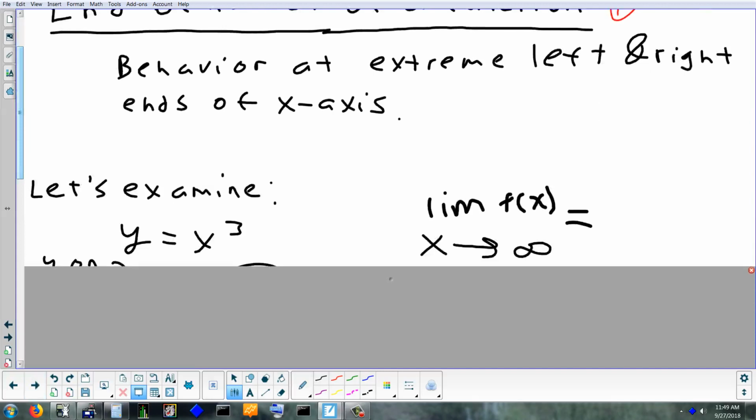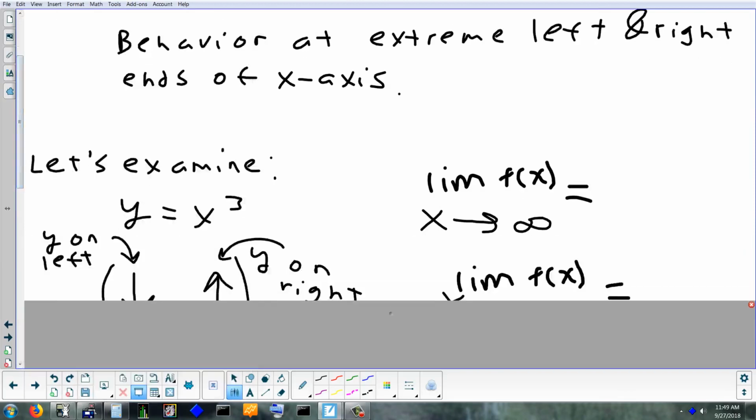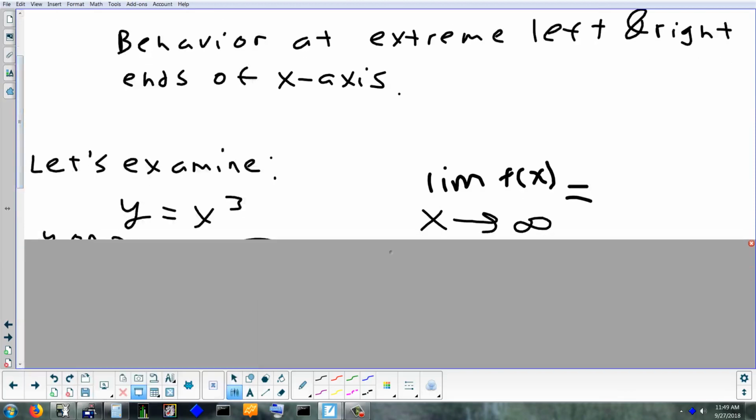Let's look at this one. Y equals x cubed. Let's graph it. So it's the parent cubic function. Not the best window, but good enough. You can see that it's going down on the left, it's going up on the right. So there's a couple ways we can describe what's happening here.